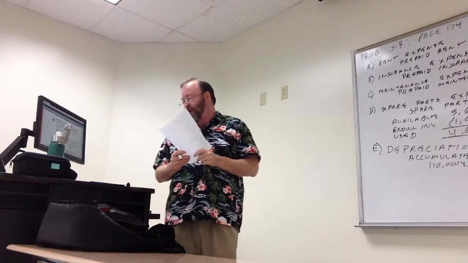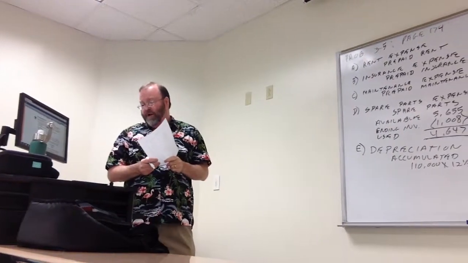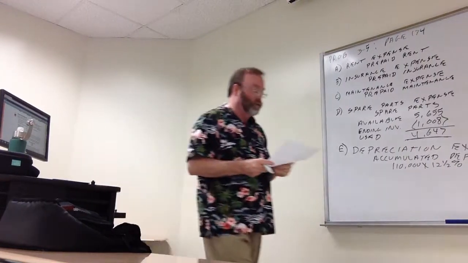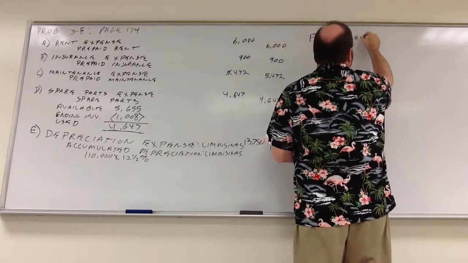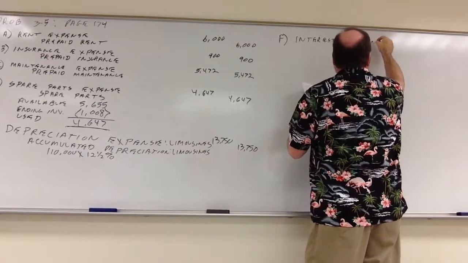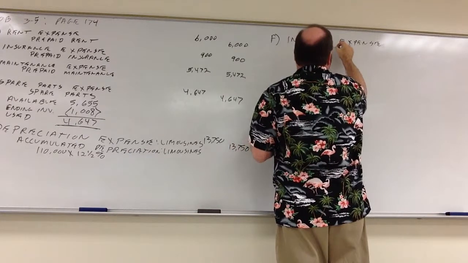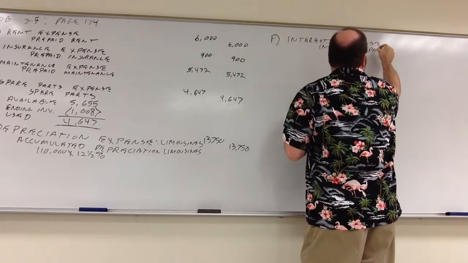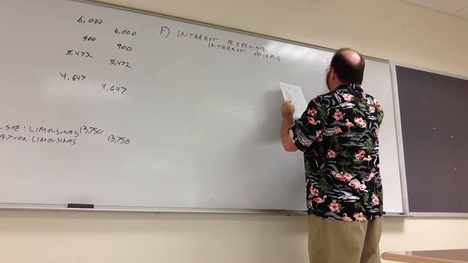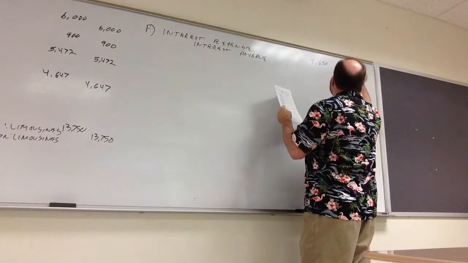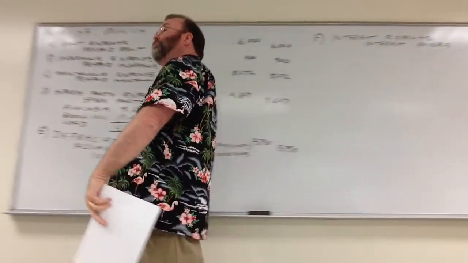All right. Number F, a payment of $5,650 for one full year's interest on notes payable is now due. So F is interest expense, and the credit is to interest payable. And it tells us how much it is, $5,650. Where would the interest payable go in your balance statement? The interest payable would be in current liabilities. It's a liability just like salaries payable and things like that. Accounts payable.